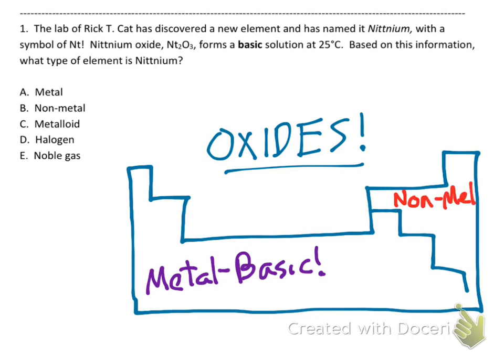so the nonmetals, those are going to form acidic oxides. And then, along the stair step, the metalloids, they're not quite acidic oxides, they're not quite basic oxides, they're somewhere in between. These are amphoteric oxides. So this says that we're looking at a basic oxide. That means that we must be looking at a metal oxide. So it's going to be choice A for the win here.